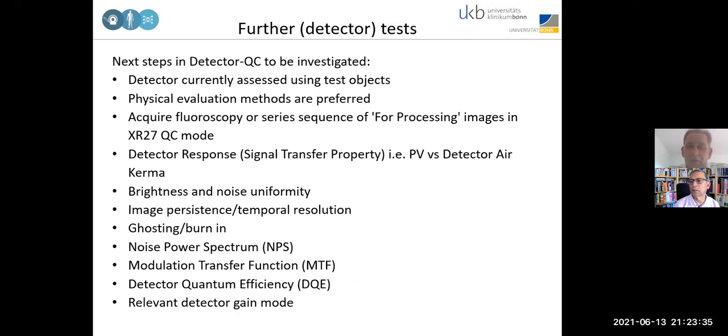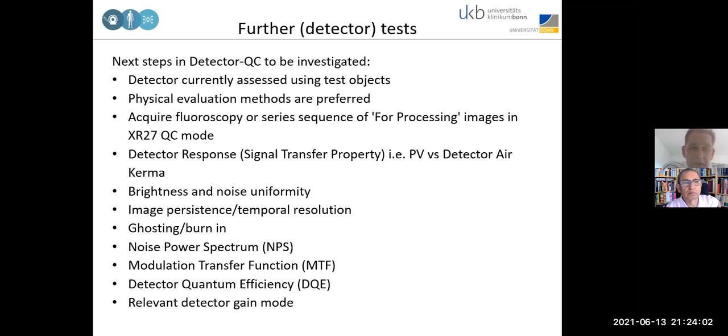So what are the further steps? The detector is currently assessed using test objects. Yeah, that is for sure. Physical evaluation methods are preferred. This is for sure, not vendor-based ones, but physical ones. So if you are working in fluoroscopy and are serious about processing images, use the NEMA XR27 QC mode. That is definitely something I would recommend to everybody.